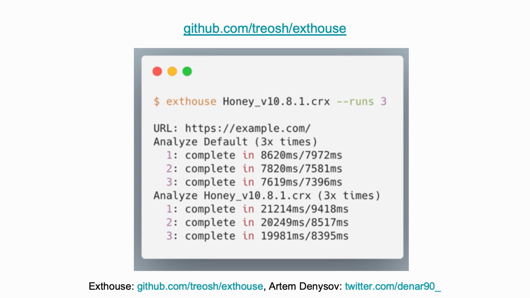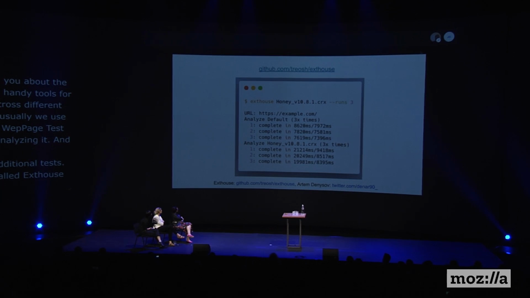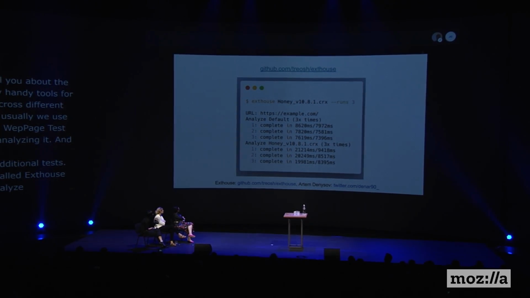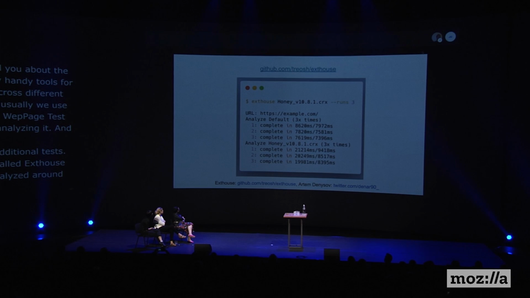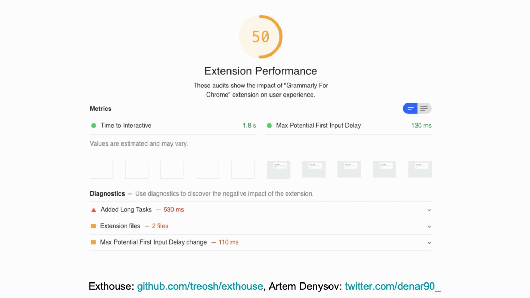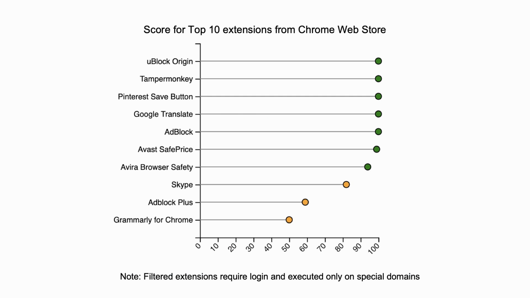So we analyze a page, running it using Puppeteer and measuring different metrics using Lighthouse. That's why it's called XHouse. So we're running the page, and then we run it again with the installed extension and see the difference, generating this kind of report with metrics like time to interactive and first input delay, also showing additional long tasks.